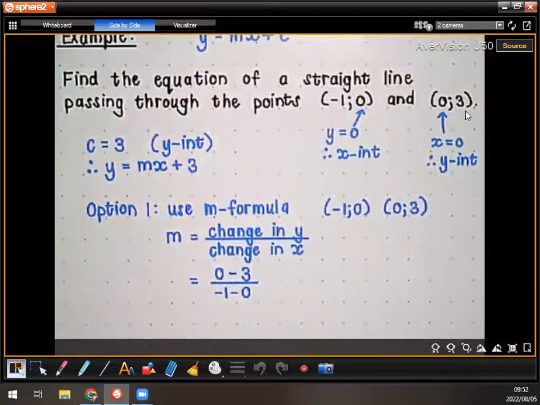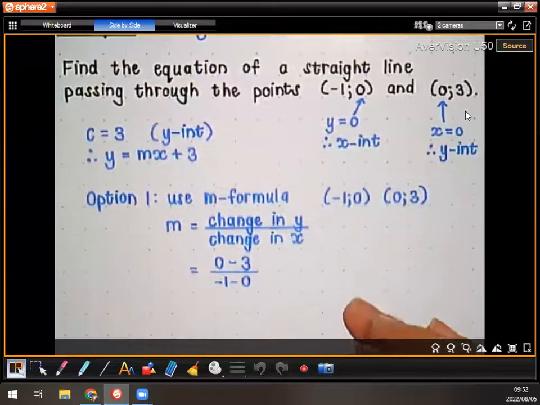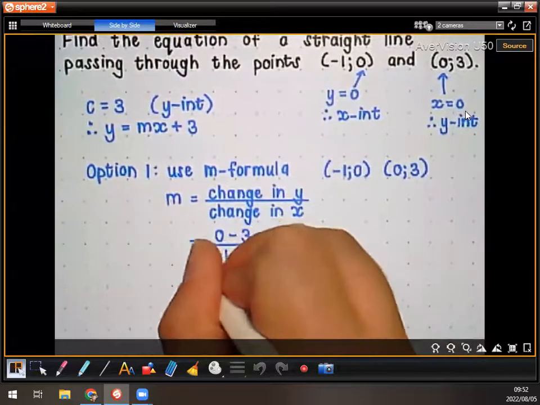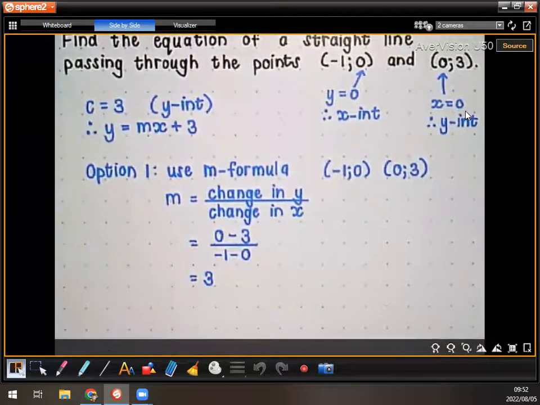It's always minus, guys. What's 0 minus 3? -3, and that is -1. -3 divided by -1 is just 3. Now, the m value for this graph is also 3. Okay, the same as that.